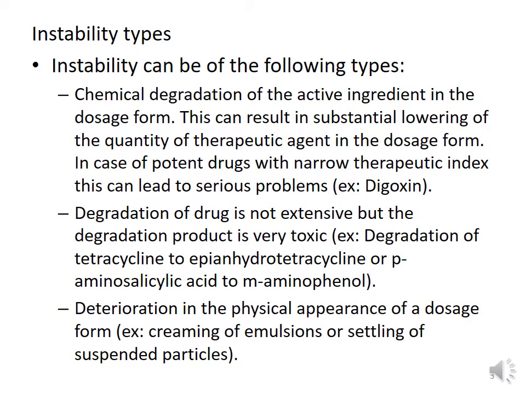Several forms of instability can lead to the rejection of a drug product. First, there may be chemical degradation of the active drug, leading to a substantial lowering of the quantity of the therapeutic agent in the dosage forms. Many drugs, such as digoxin and theophylline, have narrow therapeutic indices, and they need to be carefully titrated in individual patients so that serum levels are neither so high that they are potentially toxic nor so low that they are ineffective. For these drugs, it is of paramount importance that the dosage form reproducibly deliver the same amount of drug.